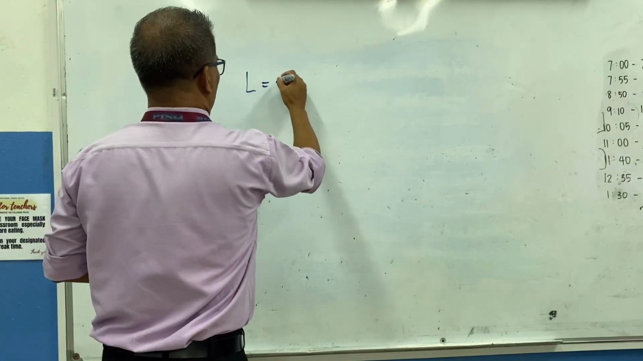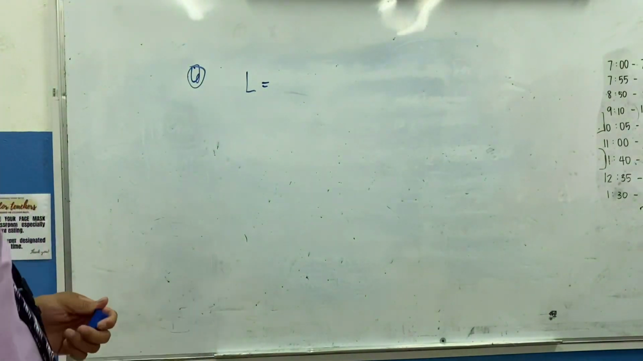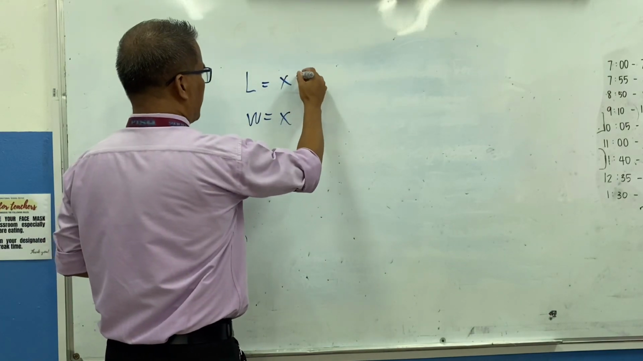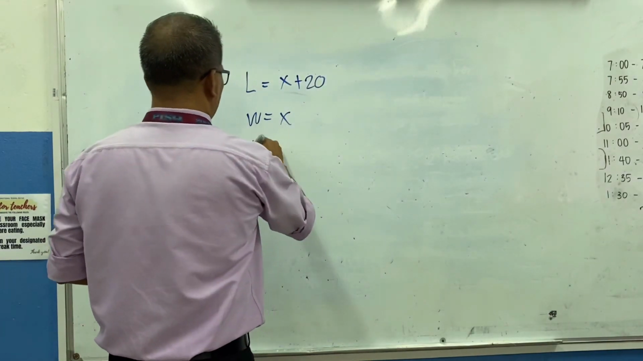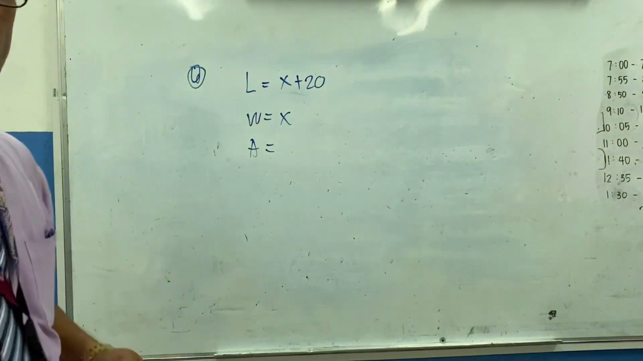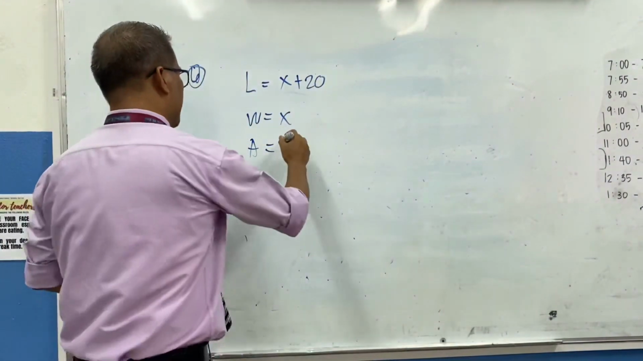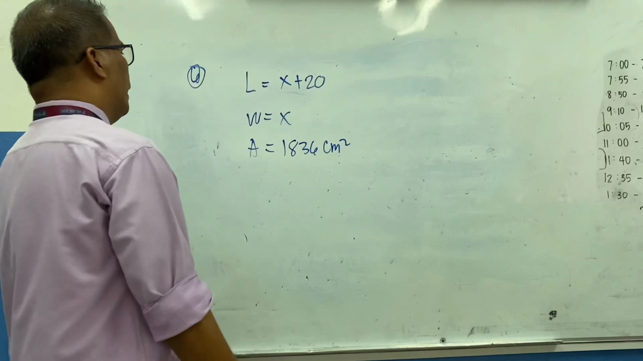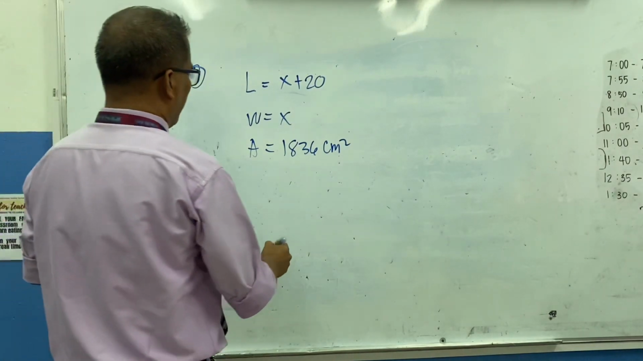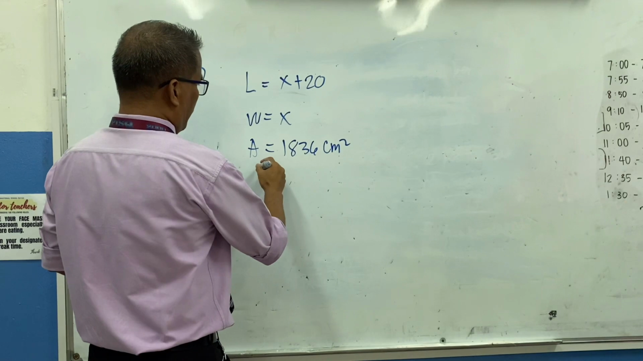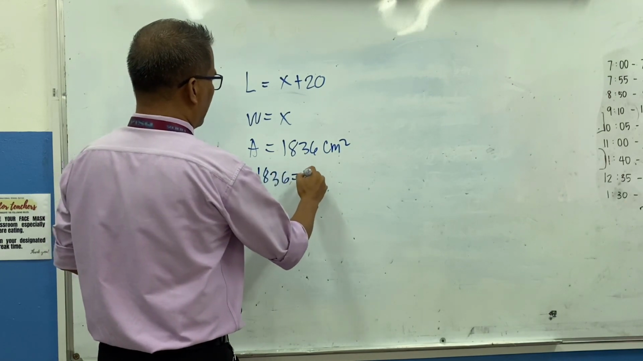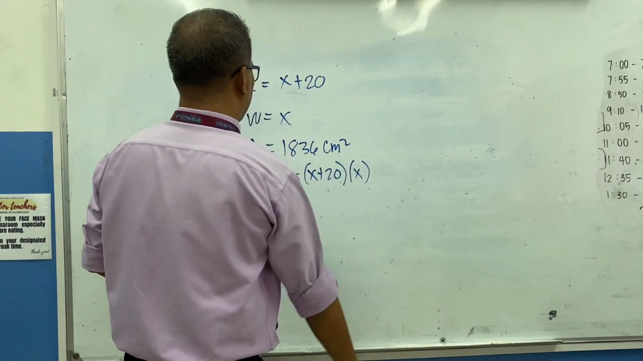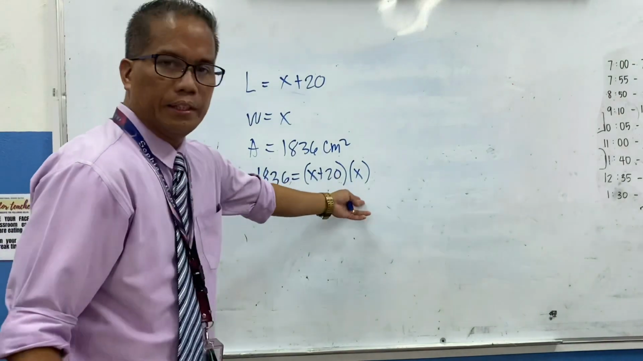Length is equal to 20 centimeters more than the width. So if we let the width equal x, the length will be x plus 20. Then the area is equal to 1,836 square centimeters. Alright, so the solution here, we have 1,836 is equal to x plus 20 times x. So area equals length times the width.